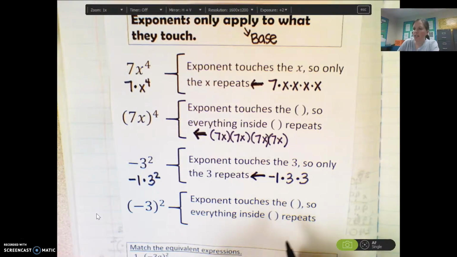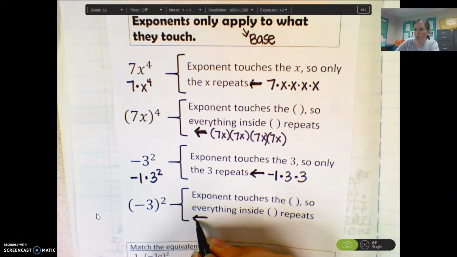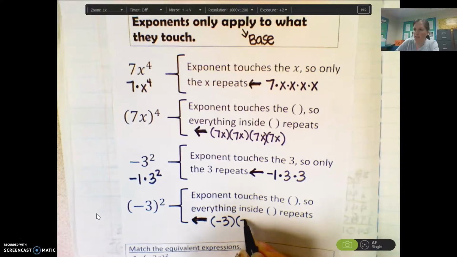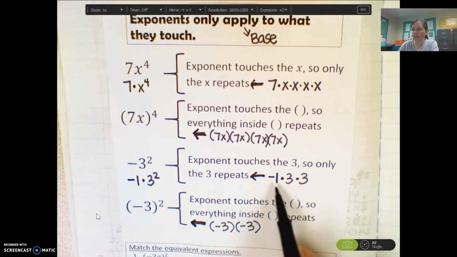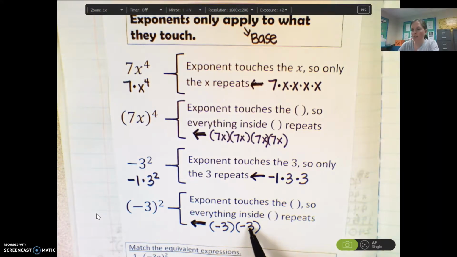For this last one, again, the exponent's touching the parentheses. So parentheses, as you can see, are very, very important. The parentheses are being touched by the exponent, so what's inside the parentheses is what's going to get repeated. So -3 is repeating twice. Now notice, what's the difference going to be in these two? It's going to be a big difference. This answer is a negative times a positive, which is negative. This answer would be a negative times a negative. So the parentheses are essential to what our outcome is going to be. It's a detail that we have to pay attention to.